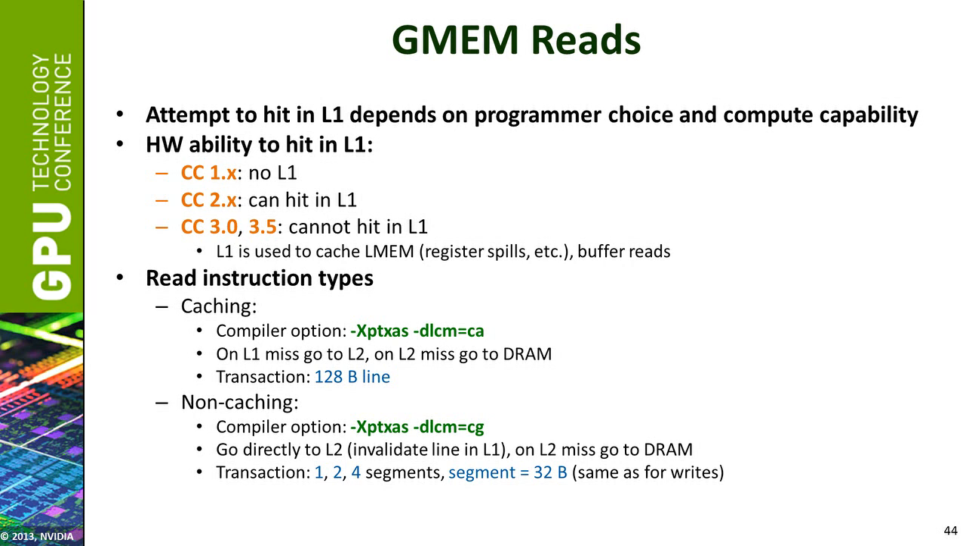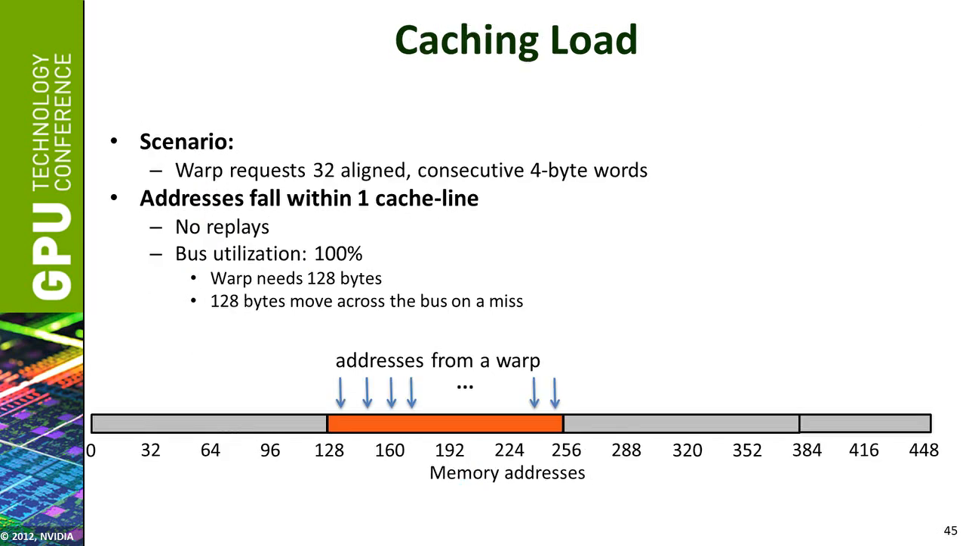If you use non-caching loads, you can force those with this particular compiler option. You never attempt to hit in L1. You essentially go directly to L2. If the line was in L1, you invalidate it. And if you miss in L2, you go to DRAM. In these cases, transactions are just like for memory writes, so they're all at 32-byte segment granularity. But you can take 32-byte segments and group them into 1, 2, or 4-segment transactions. And just like for the writes, grouping them into 4-segment transactions is generally better by a little bit. Yeah?